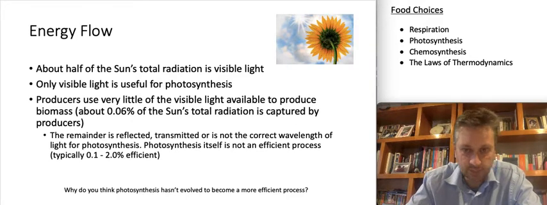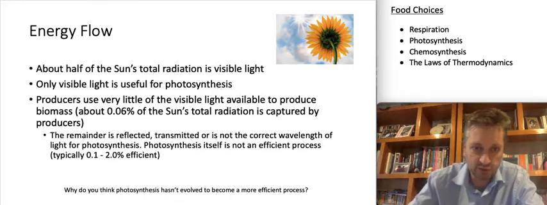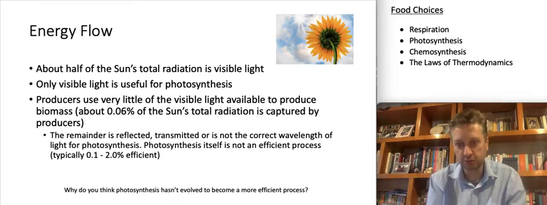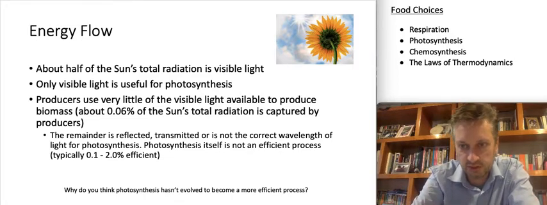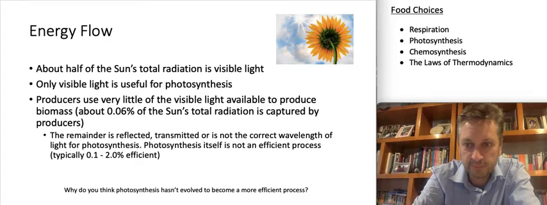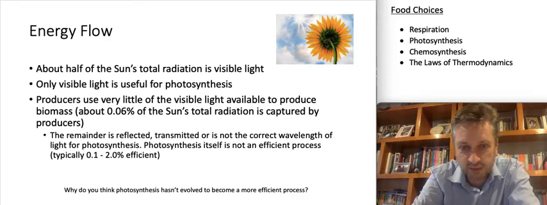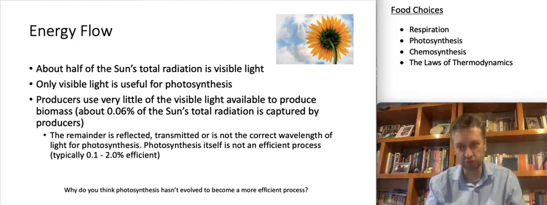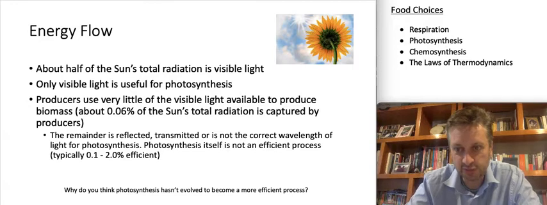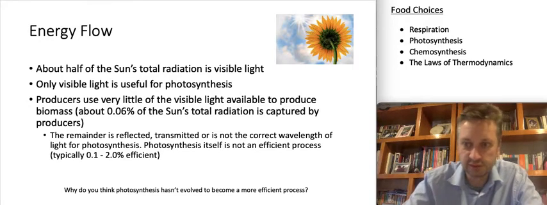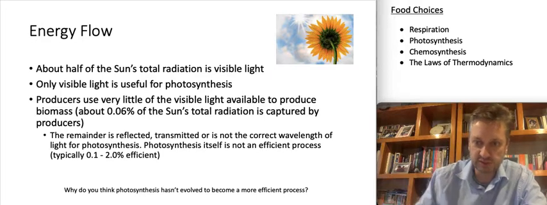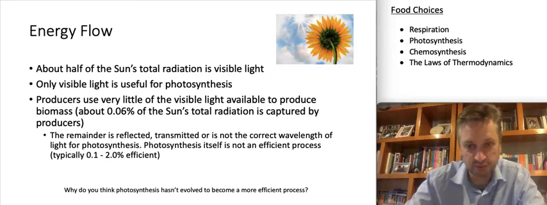What that means is that plants especially are only about 0.1 to 2% efficient in terms of the energy use in order to make glucose in photosynthesis. Very inefficient. I'm going to leave you a question: why do you think evolution has not driven photosynthetic organisms to become much more efficient? You might think that there would be a driving force to make photosynthesis over millions and billions of years of evolution more and more efficient. Certainly more efficient than 2%.